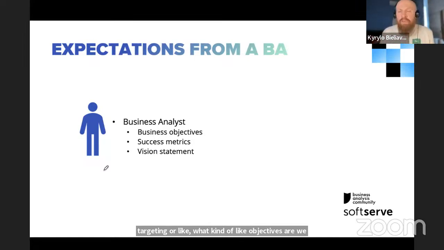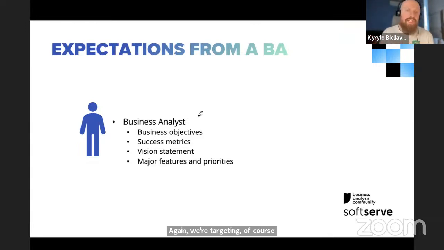We need to have a vision statement. So we need to have a vision of what we're trying to create, basically what kind of product it is, who the users will be, what needs those users have, what features we must create for them to make their life better, and what business objectives we're targeting.